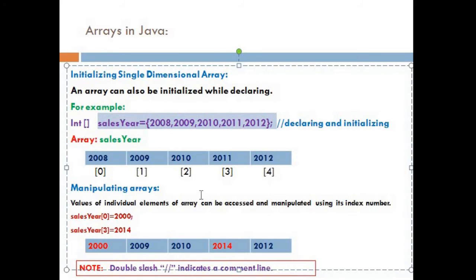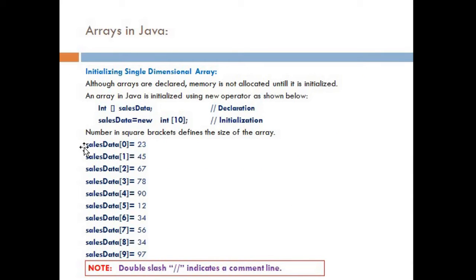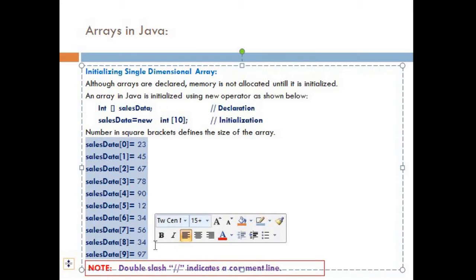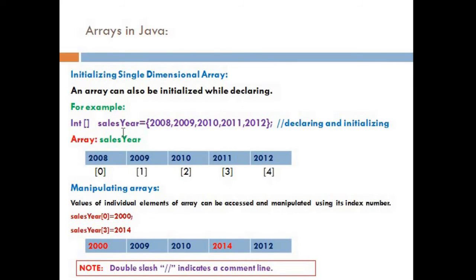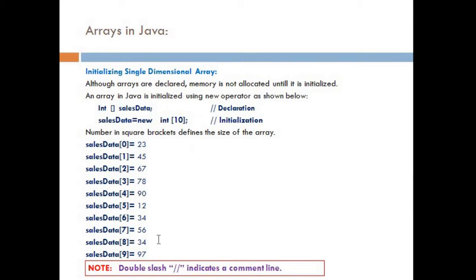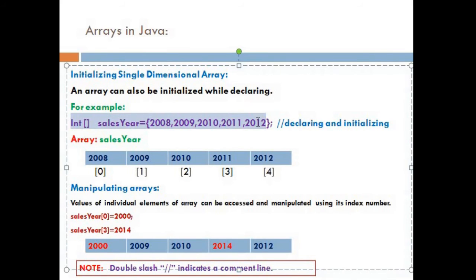Now see, we need not write separate statements for assigning the values into the array variable at their respective indexes like this. Instead, we can initialize the array variable sales year with these elements at the time of declaring, and this is all done in a single statement. So instead of choosing this way to initialize values into an array, choose this way. This is because this is much shorter and simpler.